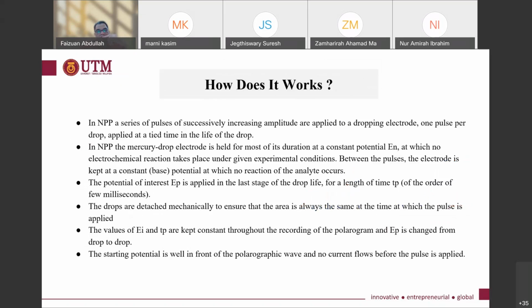So how does it work? NPP is a series of successively increasing amplitude pulses applied to a dropping electrode, and one pulse per drop is applied at a time in the life of the drop. In the NPP, the mercury drop is held for most of its duration at a constant potential. So basically how it works is the same as what I explained before this. Next.